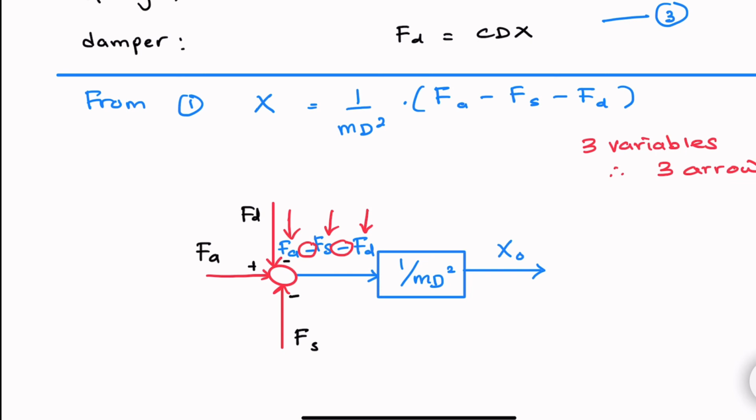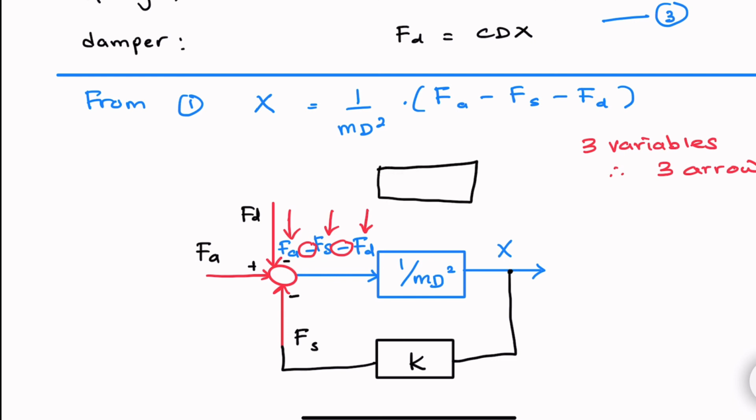Then for Fs, we will use equation 2. X multiplied with K will give us Fs. Same for F damper. X multiplied with C will give us Fd. So this is the block diagram for a spring mass damper system, with the input being Fa and the output being X.